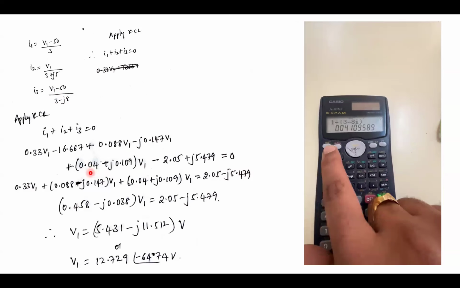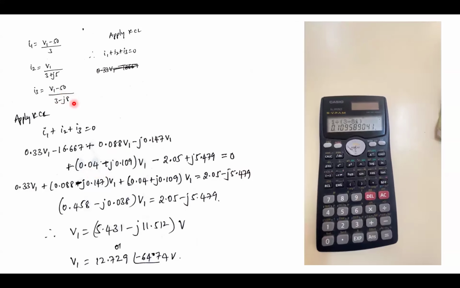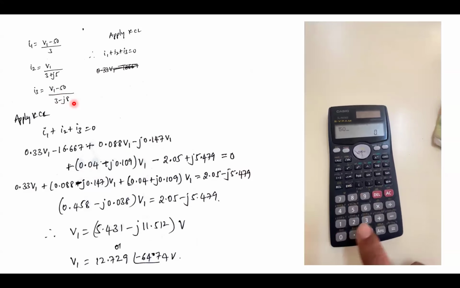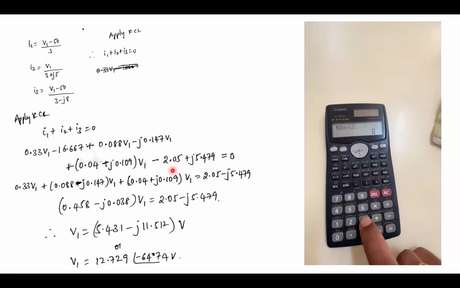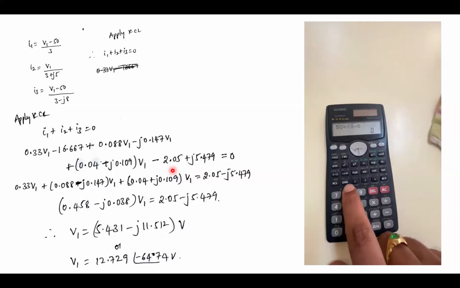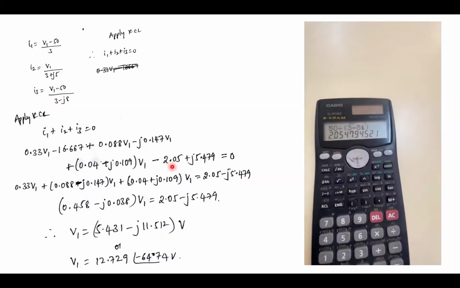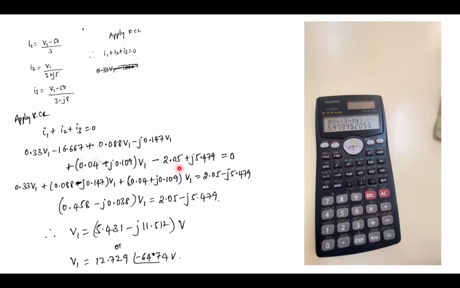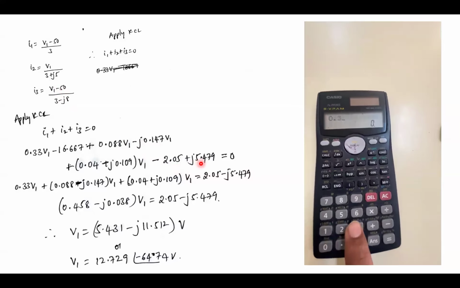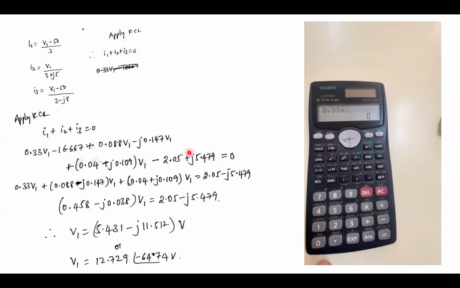0.04, and 50 divided by 3 minus J8, you are getting real and imaginary terms, both you have tried. That is nothing but 2.05. We'll be having minus 50 minus 2.05, minus into minus plus 5.5, and you are adding all this.